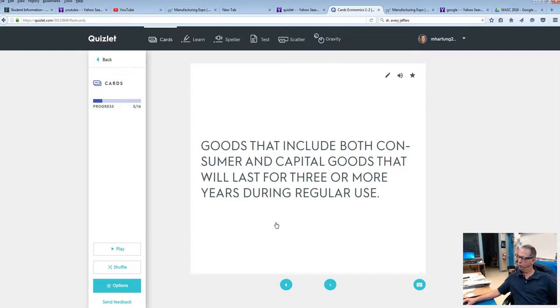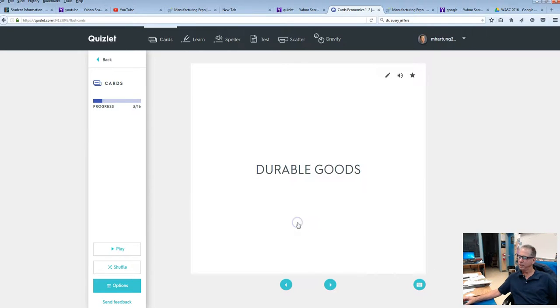Goods that include both consumer and capital goods that will last for 3 or more years. We talked about this briefly in class. These are durable goods, a very important part of an economy. It's very important for an economy to actually be manufacturing durable goods because these are the higher paying jobs. These are the factory jobs that produce goods that, relative to non-durable goods, sell for a lot of money. So, I mean, it's the difference between a bag of Cheetos and a dishwasher, a difference of several $100s. And so those jobs tend to pay more than minimum wage.